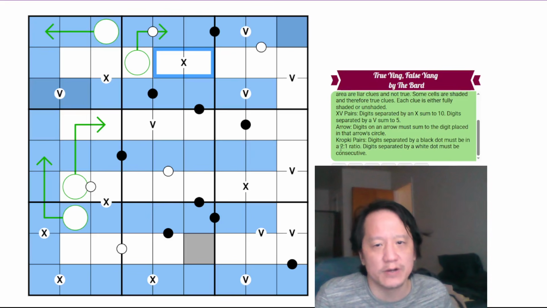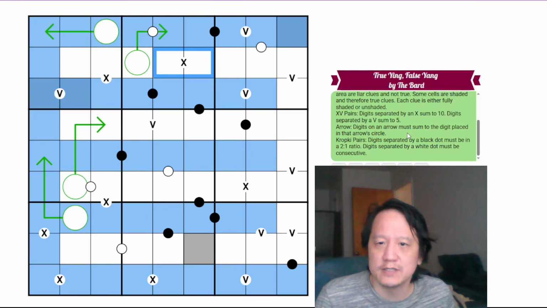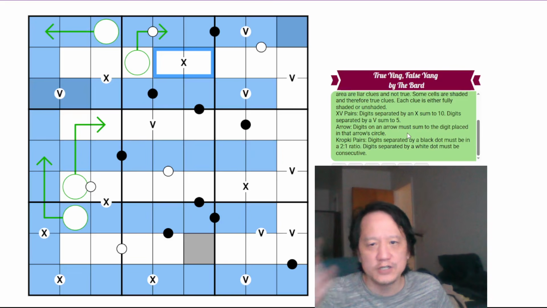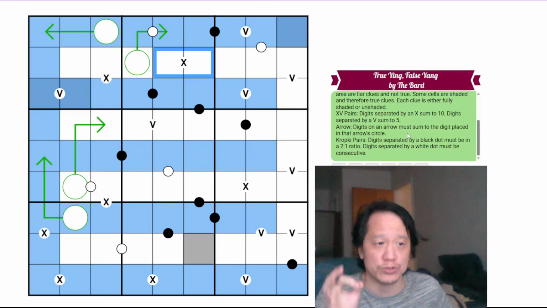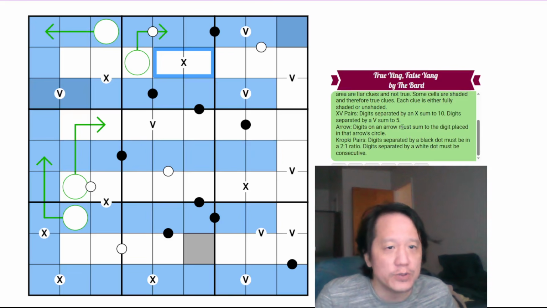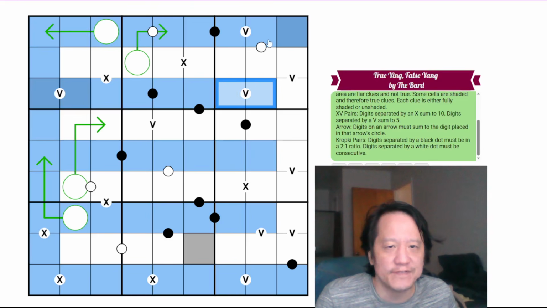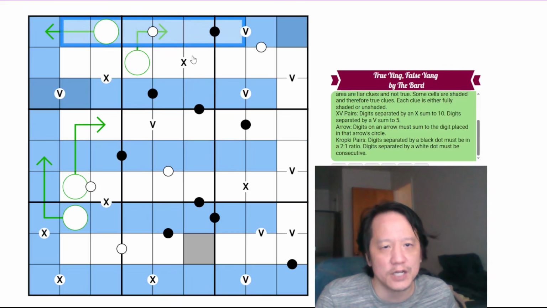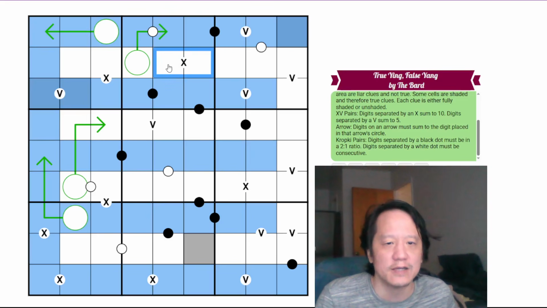We have XV pairs, where digits separated by an X sum to 10 and digits separated by a V sum to 5. But again, remember, this is only true for the shaded cells. It's not true. It cannot be true for the unshaded cells. So in this case, these two cells must add up to 5 because they are in the shaded region. These two digits must add up to 10, so must these two because they are also in the shaded regions. But these two cannot add up to 5 because they are in the unshaded regions, assuming this is the correct shading. And these two also cannot add up to 10 because these are in the unshaded region.